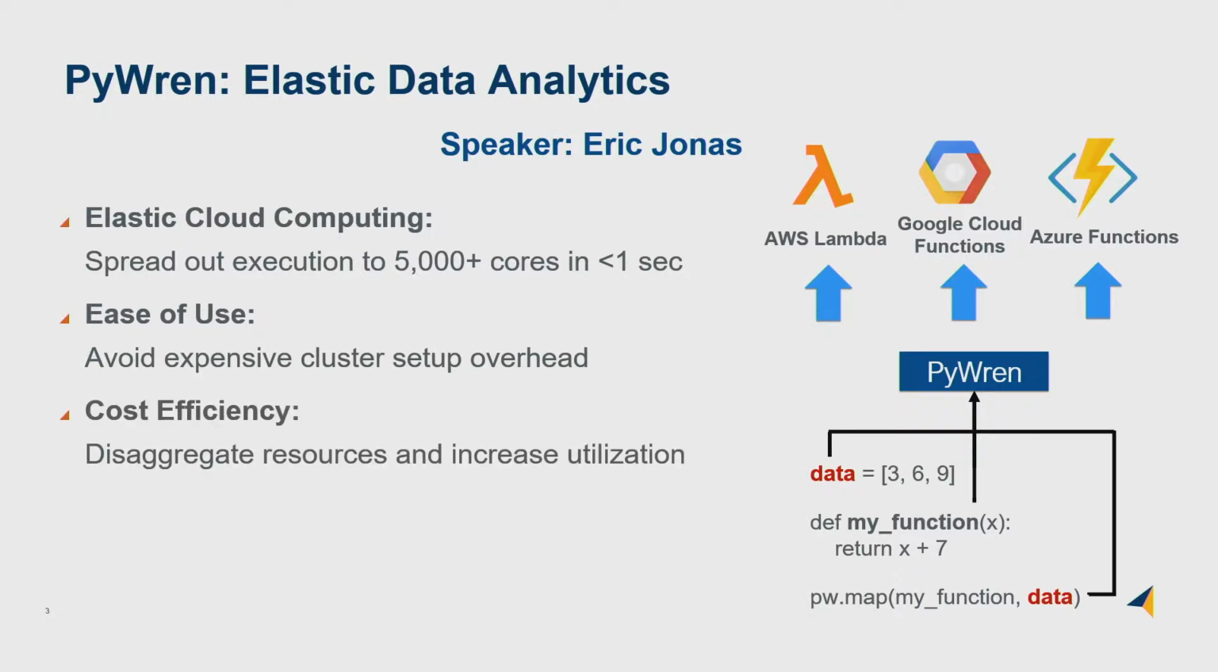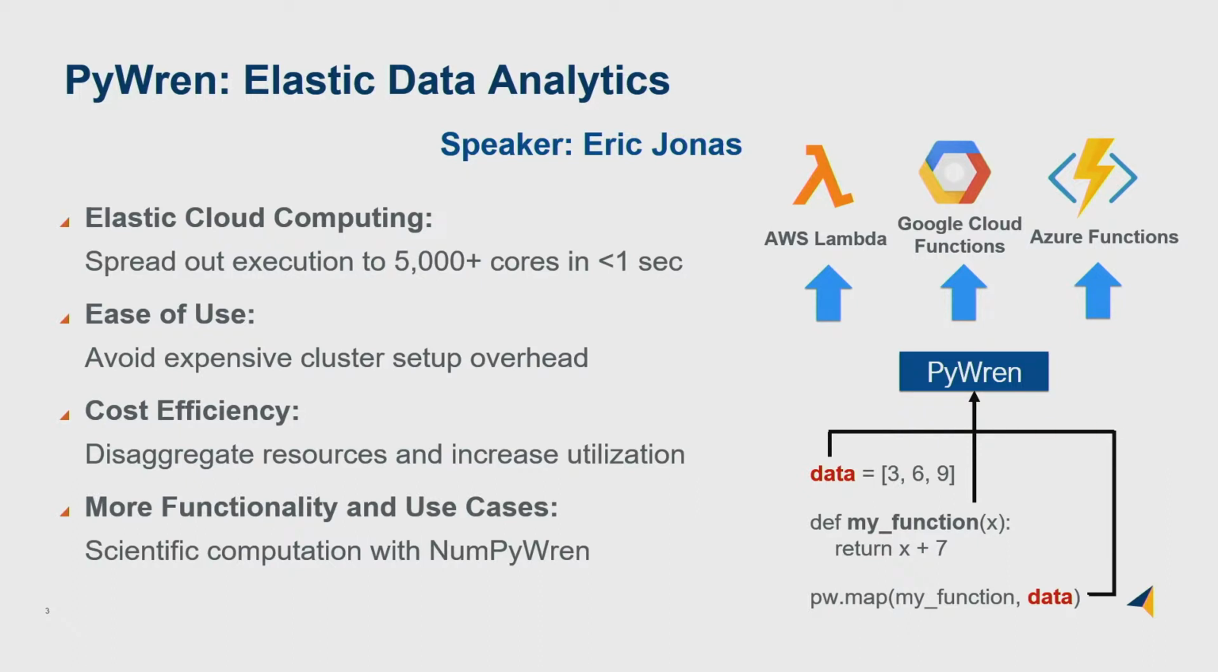It's also very cost efficient. It allows you to disaggregate resources and also increase utilization of the cloud resources, so you don't have to pay for keeping all these servers on all the time. And finally, we're targeting more and more functions and use cases. One very good example is that it now supports scientific computation with an extension called NumPyWren, which is basically implemented in a NumPy way that everybody is pretty familiar with.